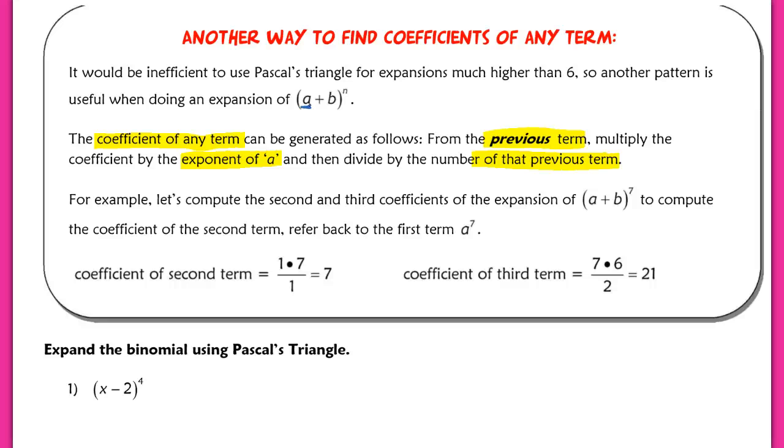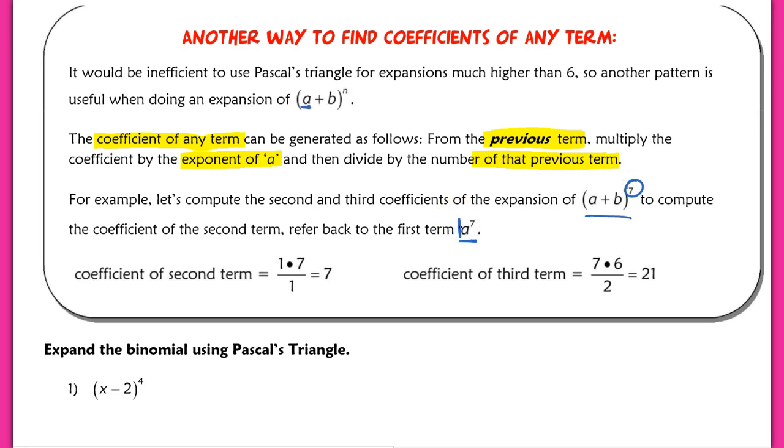So I'm going to do an example with you so this makes a little bit more sense. We're going to compute the second and third coefficients for this expansion of (a + b) to the seventh. In order to compute the second and third coefficients, we have to refer back to the first and second terms. First, we find the coefficient of the second term by referring to our first term, a to the seventh. We know that it would be a to the seventh because the first term is always a to whatever that power is. So this is 1, a to the seventh.